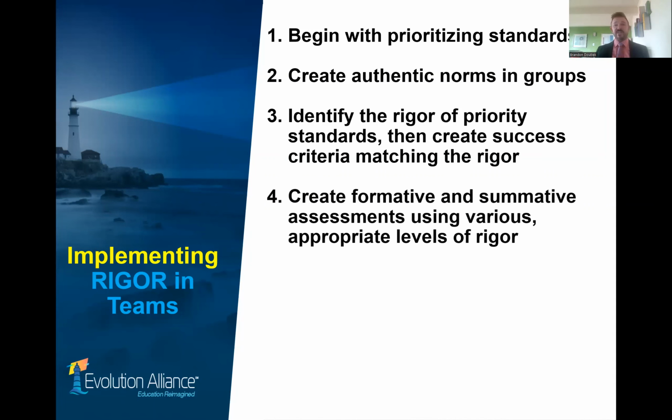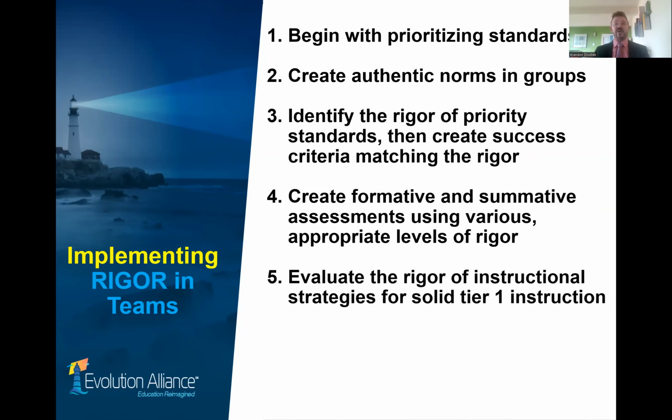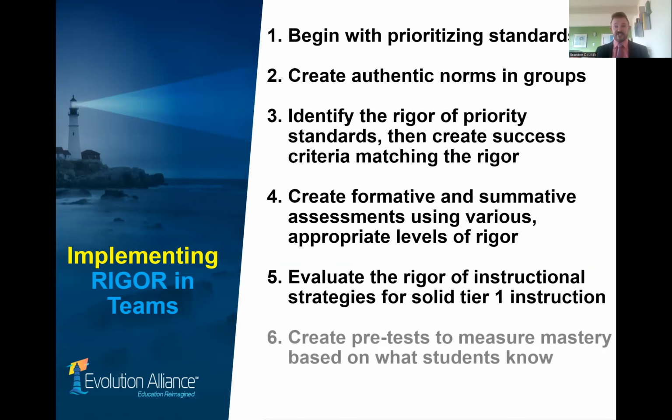4, create formative and summative assessments using various appropriate levels of rigor. I always say try to create your summative assessments first and then work backwards from there. And that in our formative assessments, we're also asking some affective type questions, not just cognitive. 5, evaluate the rigor of instructional strategies for solid tier 1 instruction. That's going to include reteaching. And 6, create pre-tests to measure mastery based on what students do know, not what they don't know.